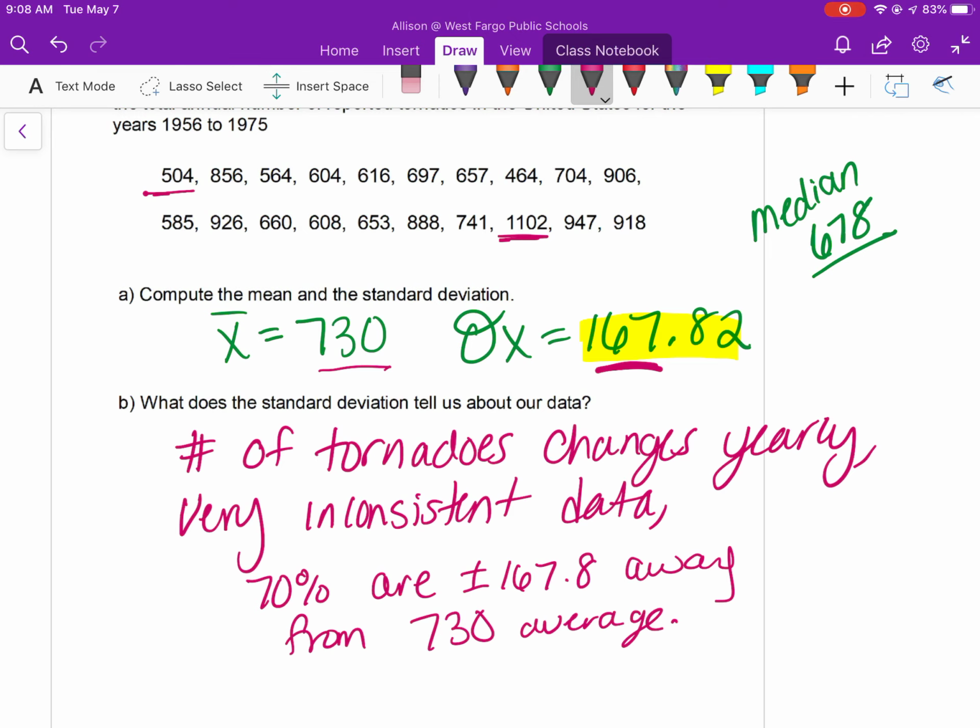Now, when the standard deviation is very high, the median number might be something that you look for instead. So 678 might be a better descriptor if they wanted to go with, between these years, we had approximately this amount of tornadoes on average. Since the average itself has such a large standard deviation, it's not a great data point. So maybe we'd use the median to describe that instead, because that gives you the middle number. It tells us a little bit more about the difference between the high and the low.